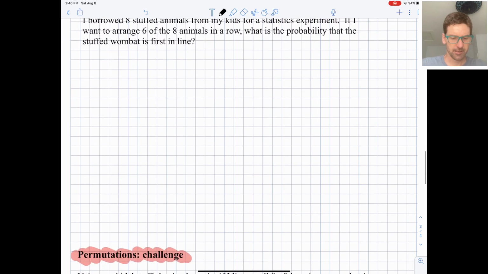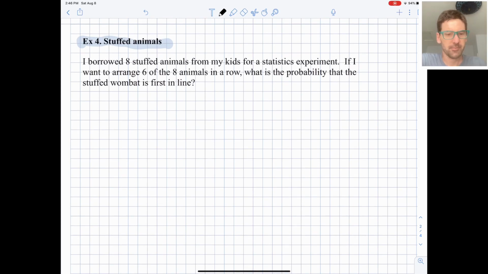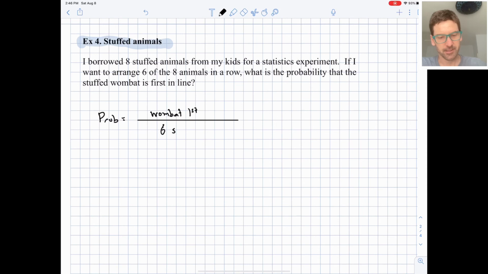All right, and my last one for this video, I borrowed 8 stuffed animals from my kids for a stats experiment. If I want to arrange 6 of the 8 animals in a row, what's the probability that the stuffed wombat is first in line? Okay. So I want to get 6 in a row, and so I'm going to do my definition of probability equals, it's a quotient, right? So this has the wombat first, and this just has any 6 stuffies.